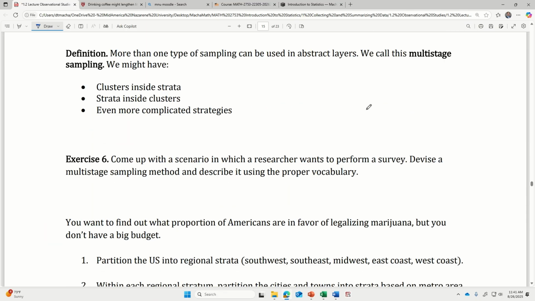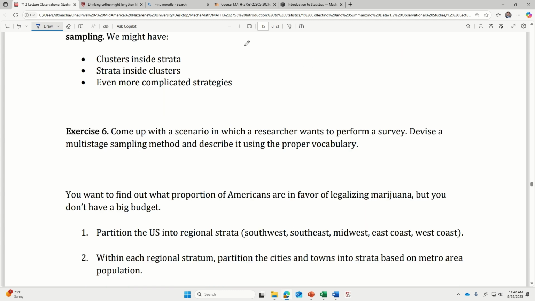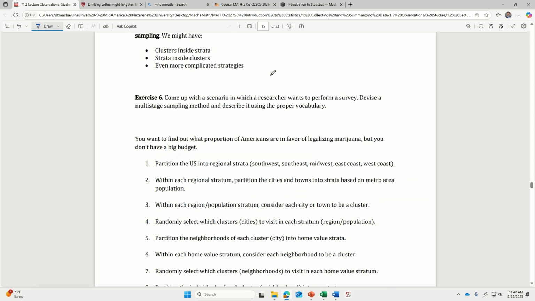Okay. So that's all the types of sampling we're going to talk about. We're almost done talking about sampling, but one more vocabulary word I want to hit you with is multi-stage sampling, because you might have a scheme for sampling your population that involves clusters inside of strata or strata inside of clusters. I'm going to give you one example that looks crazy complicated, but we'll talk about why it might be a good idea.